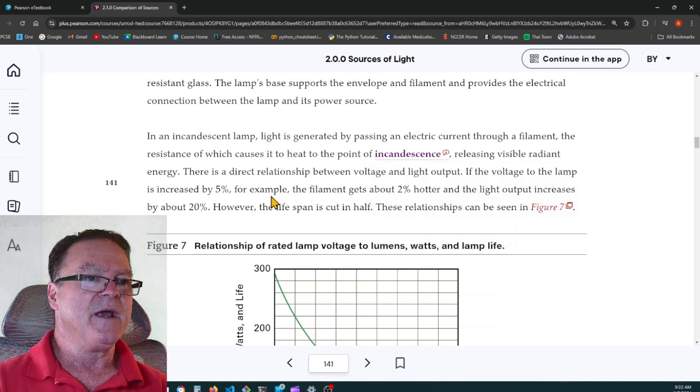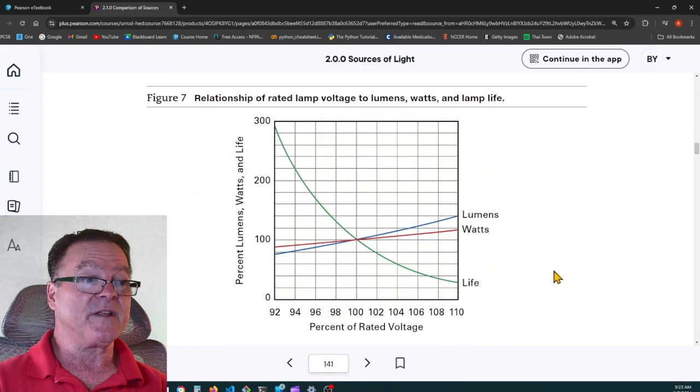So, if the voltage to the lamp is increased by 5%, for example, the filament gets about 2% hotter. The light output increases by about 20%. However, the lifespan is cut in half. So you increase the voltage by 5%, you decrease the lifespan of that lamp by 20%, by a fifth. That's pretty wild.